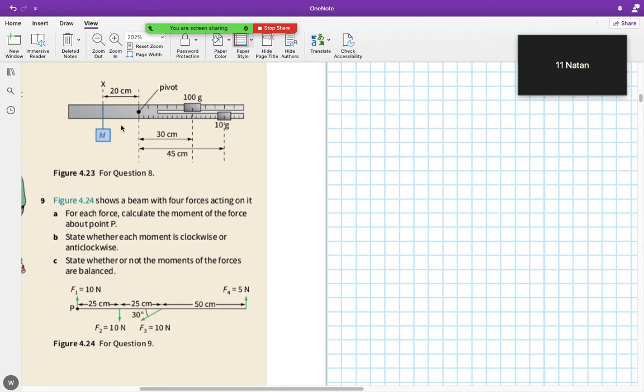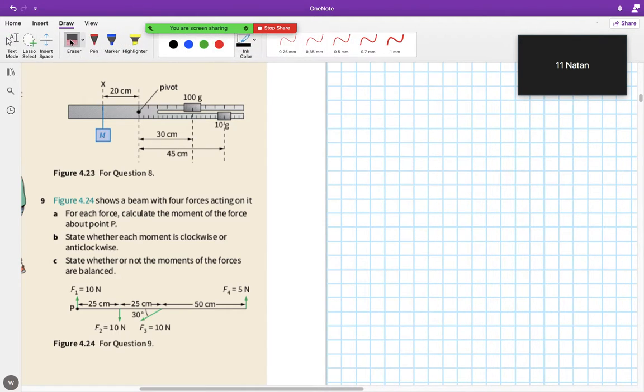Okay, if I draw it, this is the pivot, at this point, and then we have 100 gram and 10 gram. The 100 gram and the 10 gram have force, this is mg. Let's say gravitational acceleration is 10 meter per second squared. This is 0.1 Newton, and then here is 0.01 Newton.